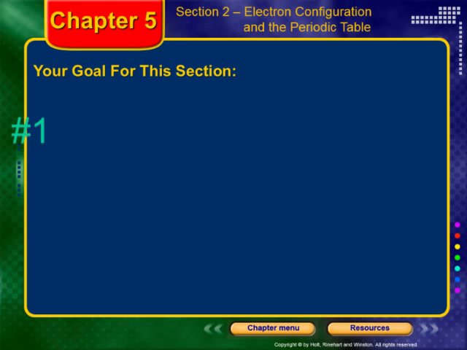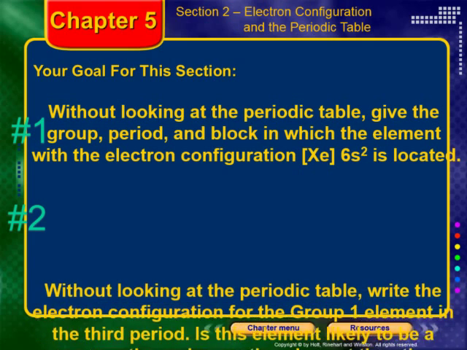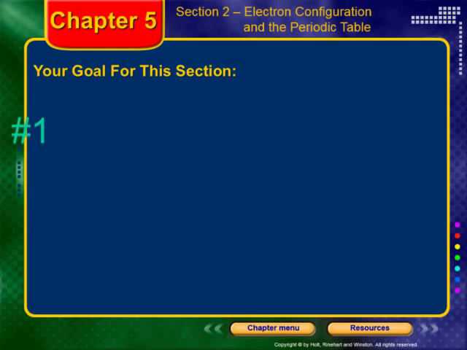All right, let's see how we've been doing so far. First thing I wanted you to be able to do without looking at the periodic table: give the group, period, and block in which the element with the electron configuration of xenon 6s2 is located. I also wanted you to be able to write the electron configuration of the group 1 element in the third period, and then answer this question: is this element likely to be more active or less active than the element described in the previous question? Let's take a closer look at these.